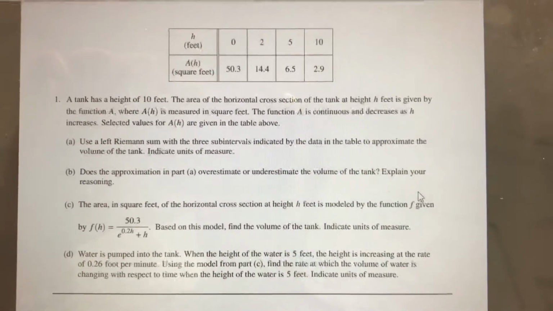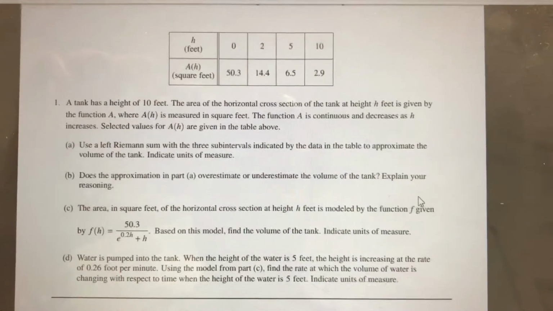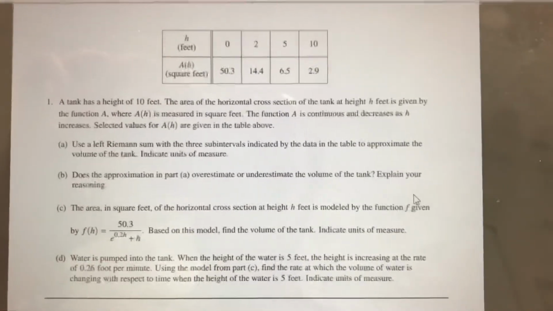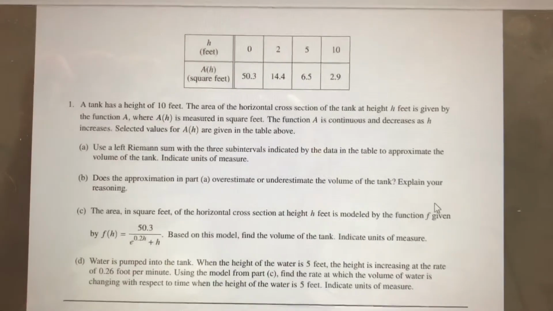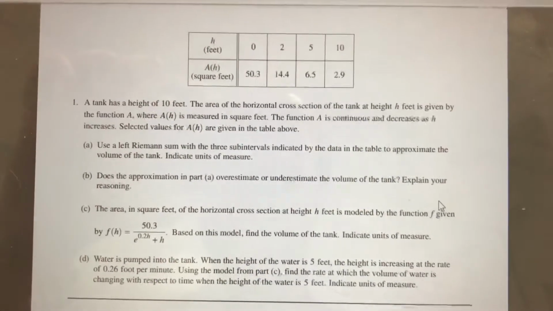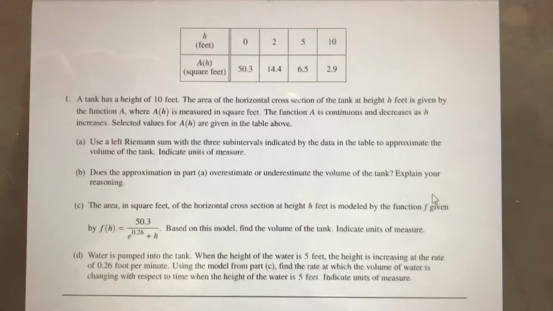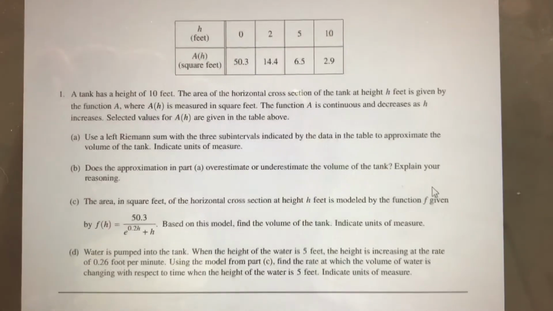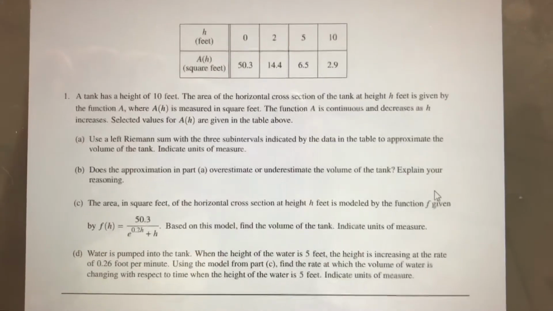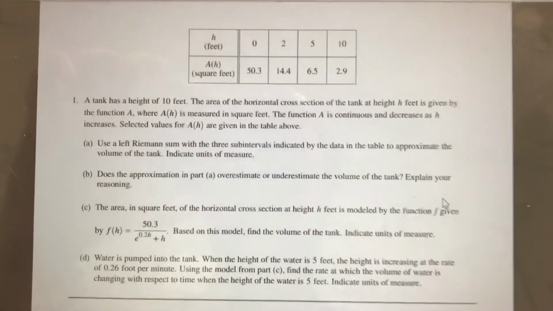The thing is 10 feet tall, and they give us the area of horizontal cross-sections of the tank. Notice they don't tell you what shape they are. They could be circular, they could be square cross-sections, they could be pentagonal cross-sections, they could be some kind of weird squiggly shape. Literally doesn't matter, okay? They tell you the function is continuous, and it's decreasing. So this tank is getting thinner, basically, as you go up to the top.